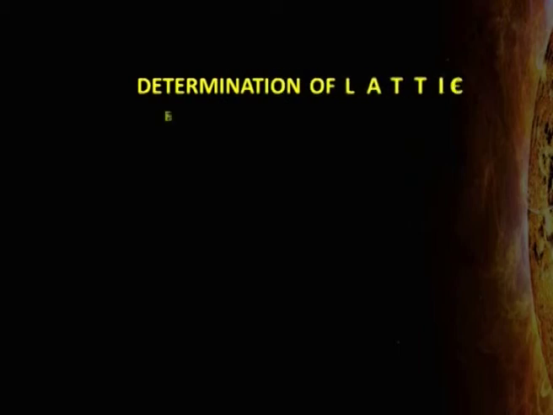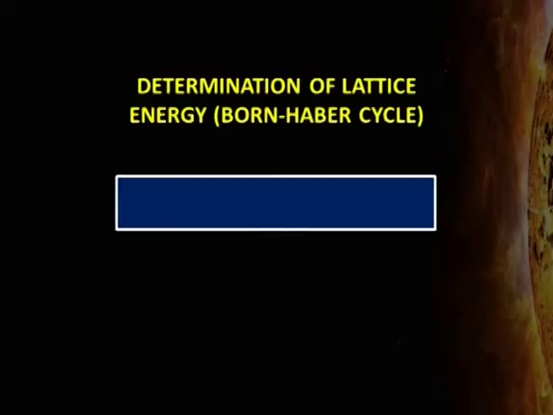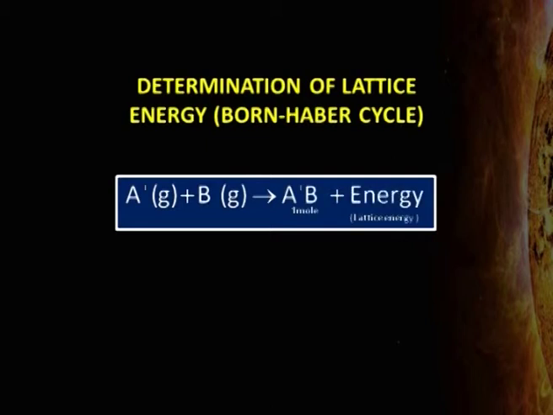Lattice energy can be determined with the help of Born-Haber cycle. Lattice energy is the heat evolved when 1 mole of the solid substance is formed by the combination of its constituent ions in gaseous form, that is by the combination of gaseous cations and gaseous anions. Normally, lattice energy is represented by symbol U, and it is negative because it is heat evolved. For example, A plus gaseous plus B minus gaseous gives you AB, which is a solid, plus energy released, and the energy released here is equal to the lattice energy of AB.